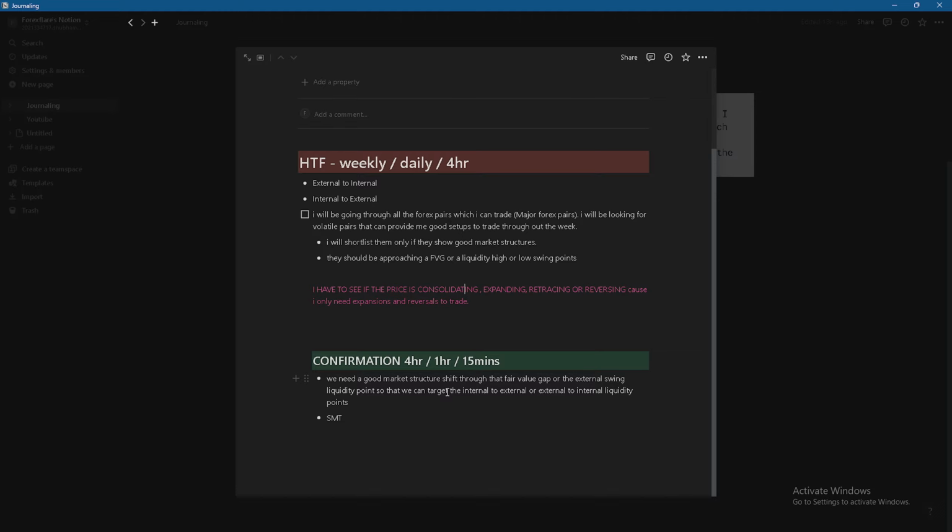So then we'll not directly initiate our trade onto the fair value gap. We'll wait for a confirmation. Confirmation can be either on the 4 hour, 1 hour, or 15-minute time frame. So we'll wait for that. We need a market structure shift, or a smart money divergence (SMT).